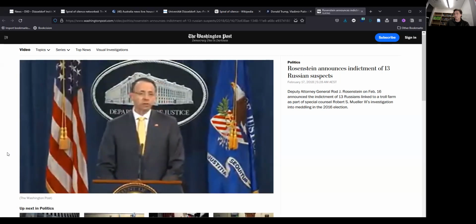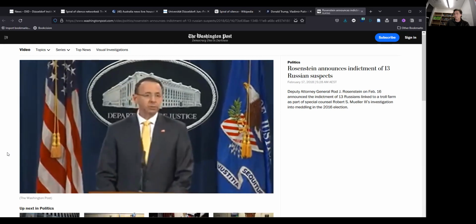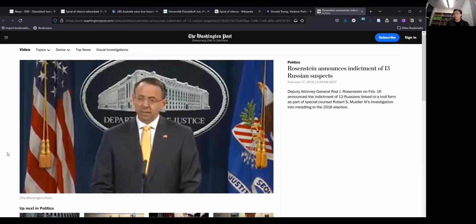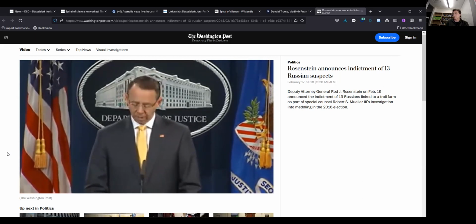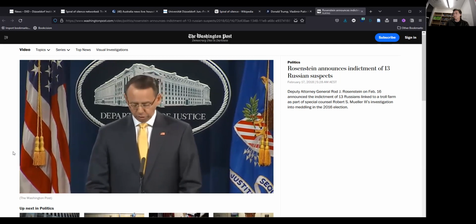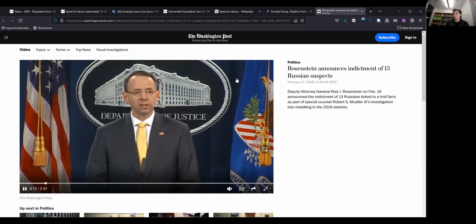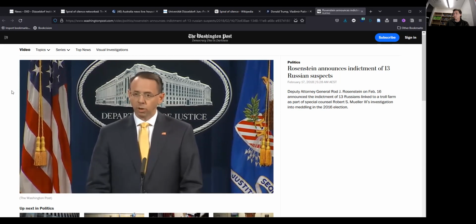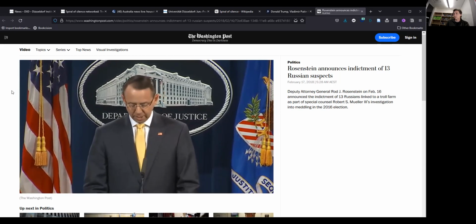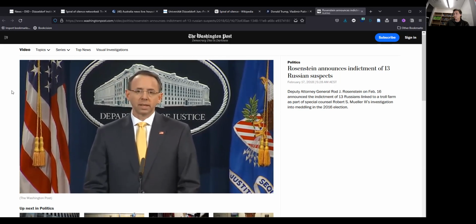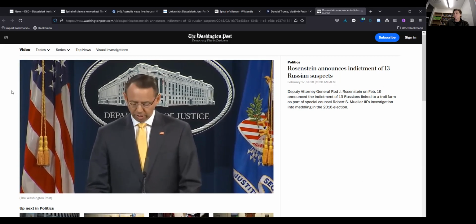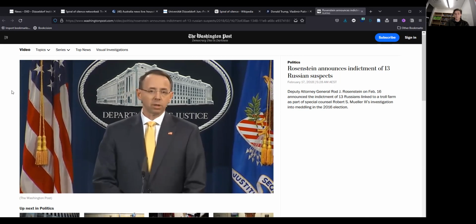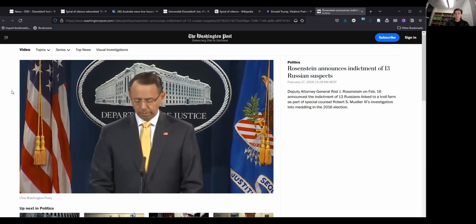A grand jury in the District of Columbia today returned an indictment presented by the Special Counsel's Office. The indictment charges 13 Russian nationals and 3 Russian companies for committing federal crimes while seeking to interfere in the United States political system, including the 2016 presidential election. The defendants allegedly conducted what they called information warfare against the United States, with the stated goal of spreading distrust towards the candidates and the political system in general.